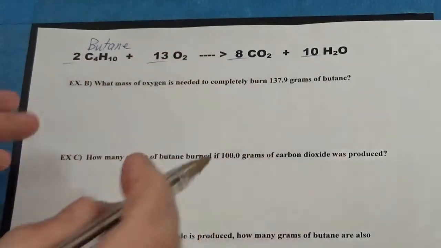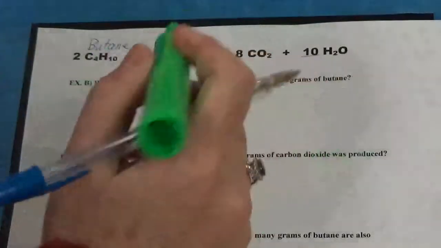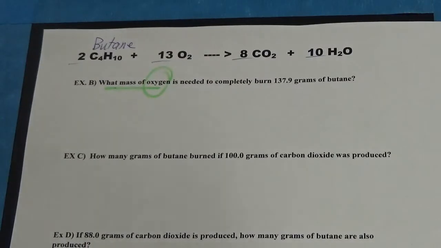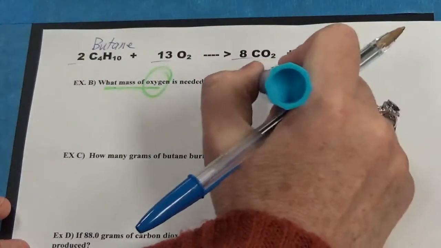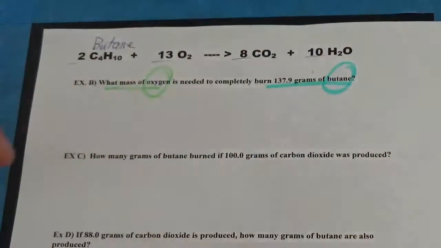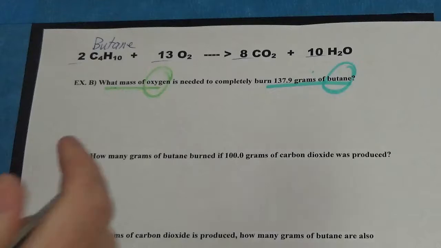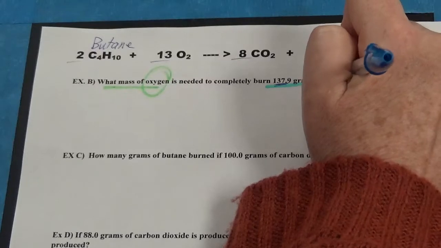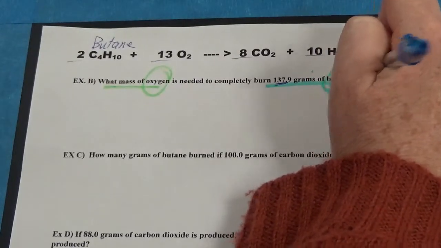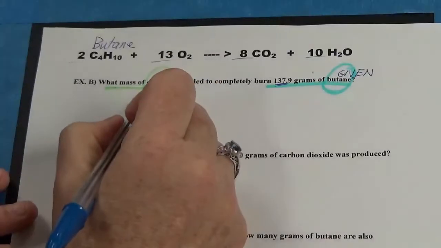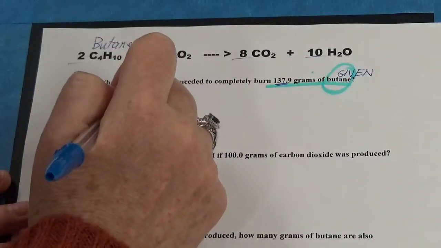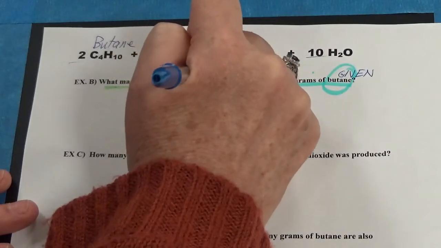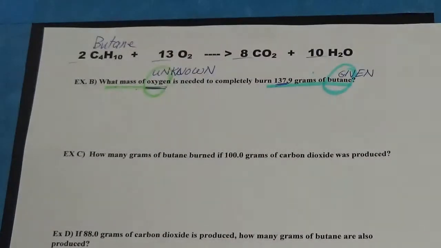What mass of oxygen is needed to completely burn 137.9 grams of butane? Notice I've circled the word oxygen and the word butane, because I know the number there, that is my given material. The butane number has been given. Butane is the given material. Oxygen is part of the question. I want to know how many grams, so oxygen is the unknown material. It's important that you know that before you begin.